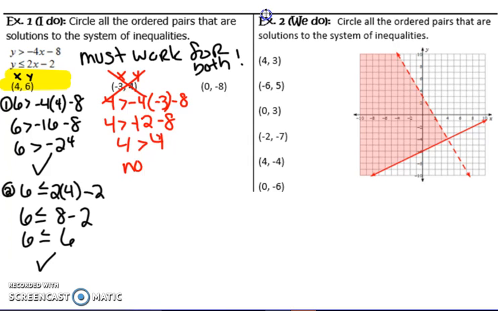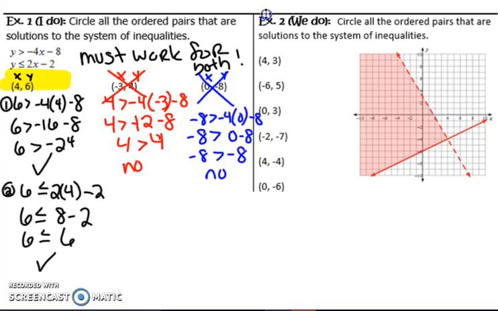If we look at our third set of points, we have x and y, so -8 is greater than -4 times 0 minus 8. Well, if I use algebra, I have -8 is greater than 0 minus 8. Well, -8 is greater than -8. Is that true? Well, no, -8 is equal to -8, so that is not a solution. In this case, the only solution that we have on here is that first set of points. Now, there are other solutions, but we're just focusing on those points.